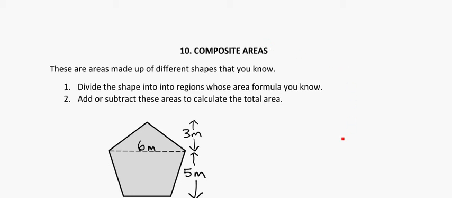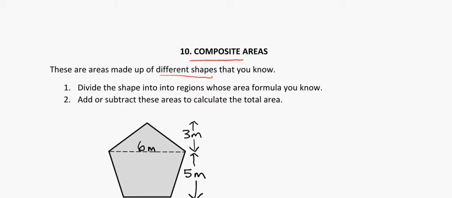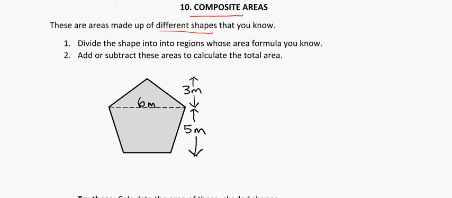Okay, to find the area of composite shapes, which means composite means putting something together. So these are areas made up of different shapes that you know. So you look at it and you divide the shape into regions that you already know the formula for. So for this particular example, we can see here we've got a trapezium and we've got a triangle.